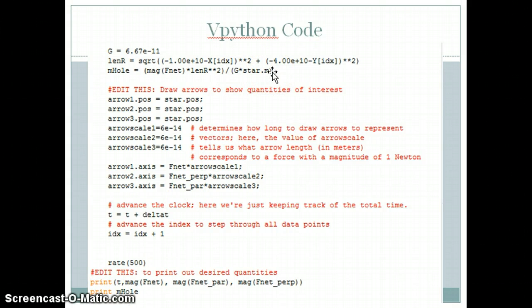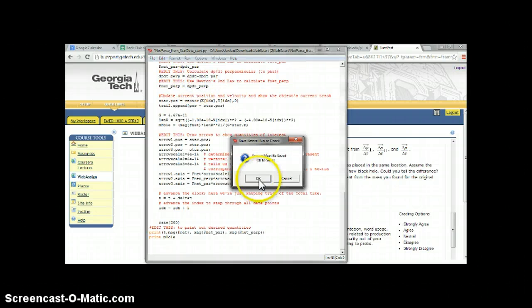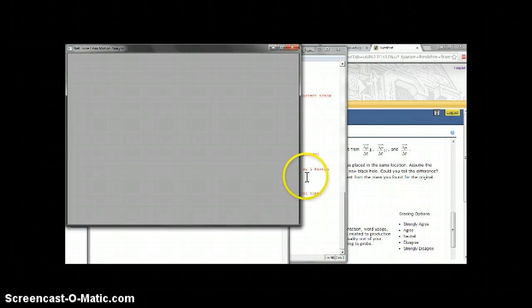And finally, I had to set the 3 different arrows to run in my code. Initially, the arrows were way too large and would not even fit on the screen, so I needed to adjust my arrow scale to make sure I fit everything in correctly. So now if I run my code, you can observe the motion of the star going around the black hole.